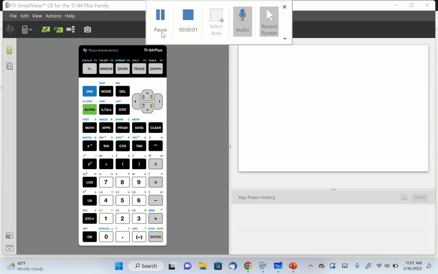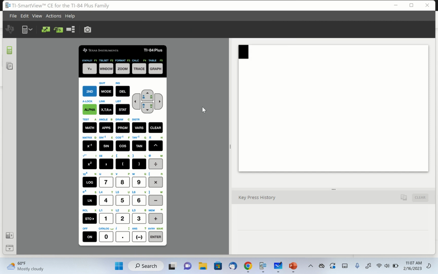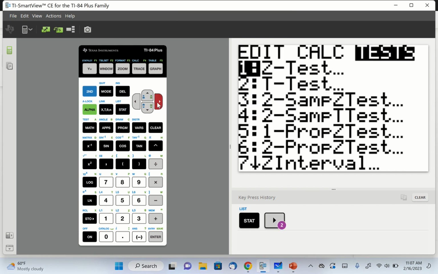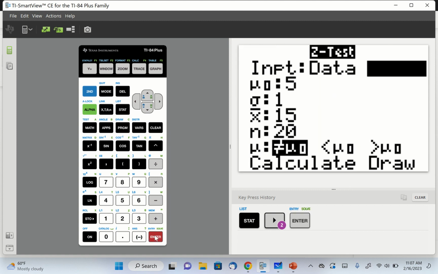Hi everyone, in this video we will see how to conduct a single population mean hypothesis test with population standard deviation given, so using a z-test. To access the test, you would go to Stat, scroll to the right to the tests, and it's the very first option, z-test. Hit enter, and you will select the input.